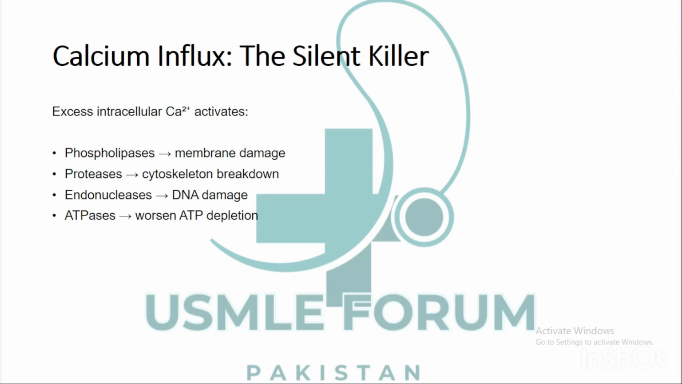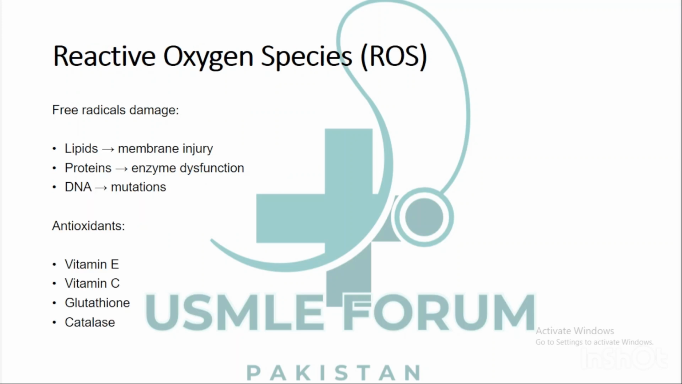At the same time, these activated enzymes break down components of the cell, and as a result of their breakdown, reactive oxygen species are formed. These reactive oxygen species, the ROS, are going to damage your lipids, your proteins, and your DNA. Now, there are some antioxidants in your cells, which are vitamin E, vitamin C, glutathione, and catalase, and if they are present inside your cell, they will help you out. But if your body is deficient, for example in an elderly individual, glutathione is less.